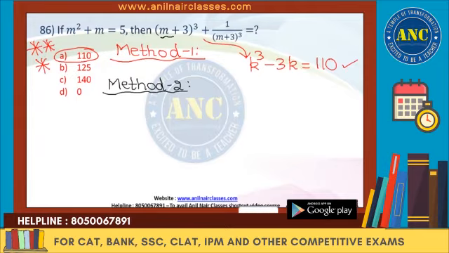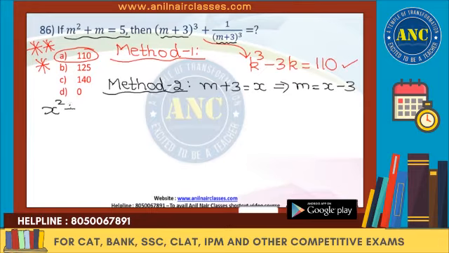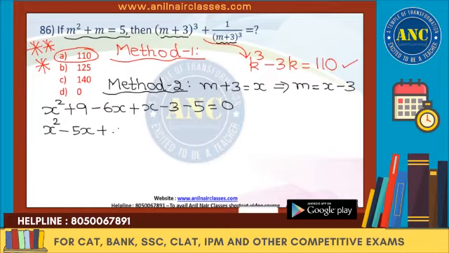Now I want m plus 3. I also once again want m plus 3. That means that particular m plus 3 I will put as some variable x. That means this m value will be equal to x minus 3. Put it in the given condition. m square is x minus 3 whole square, x square plus 9 minus 6x, plus m is nothing but x minus 3. Shift the right hand side 5 to the left hand side, it becomes minus 5. So this entire equation becomes x square minus 5x plus 1 equal to 0.